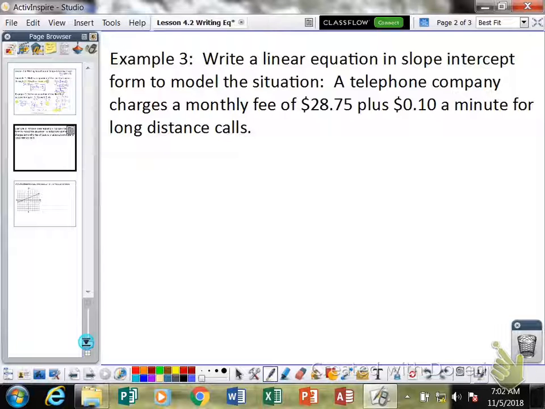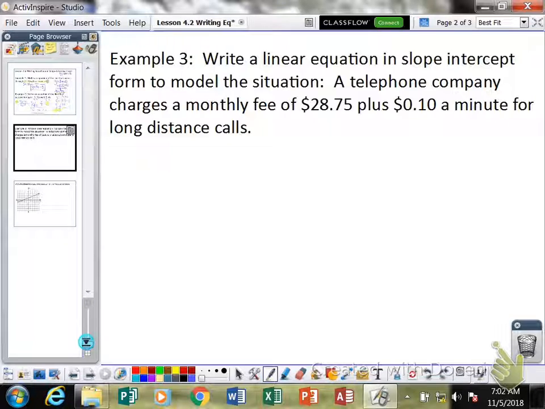So it's really not fluctuating. It doesn't matter. You're not paying more per month. It's like a one-time fee per month. So every month I pay $28.75. What changes is the minutes, because I don't know how long my long distance calls are going to be.